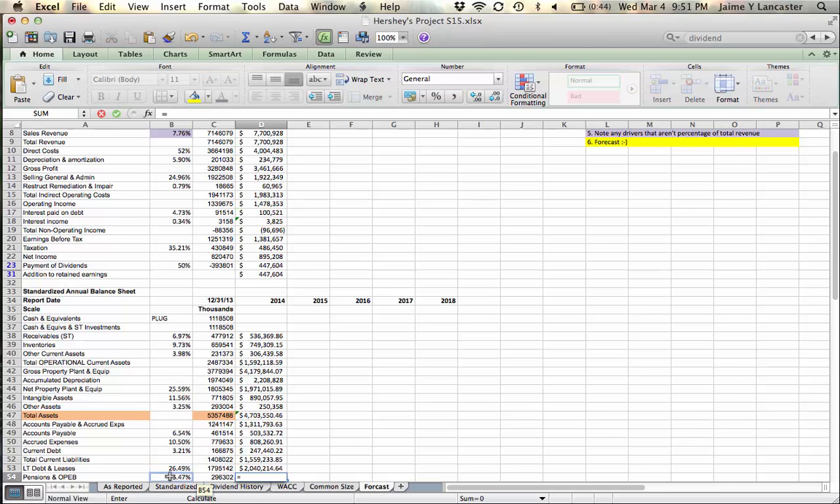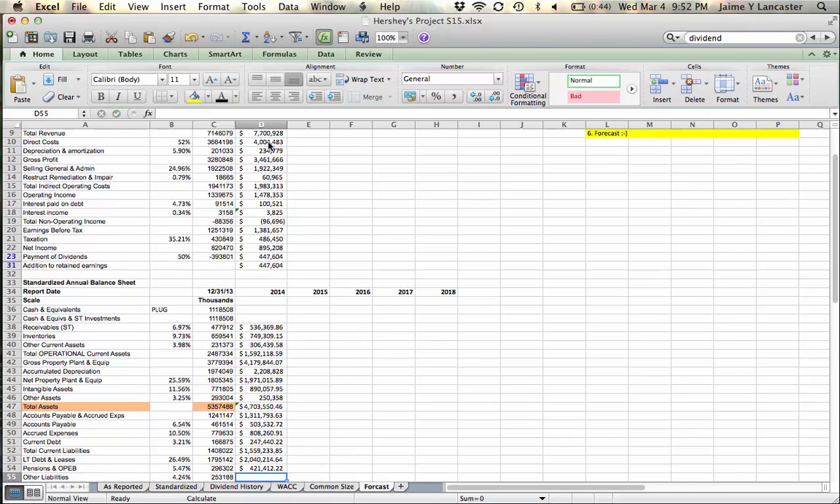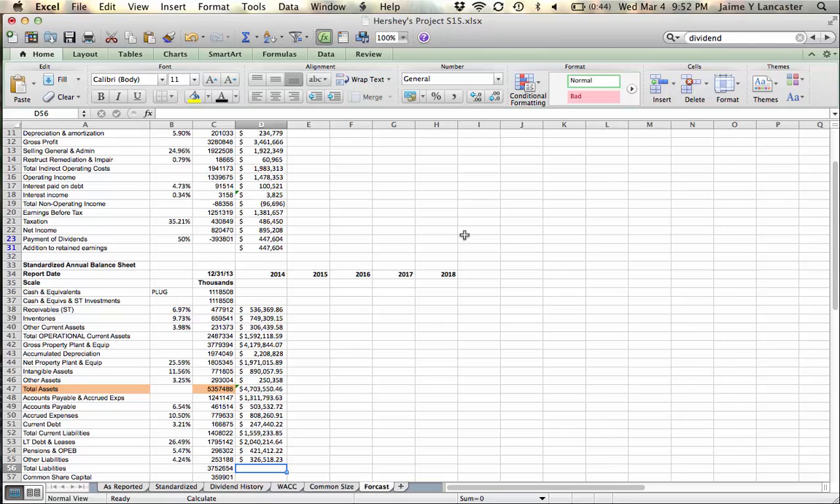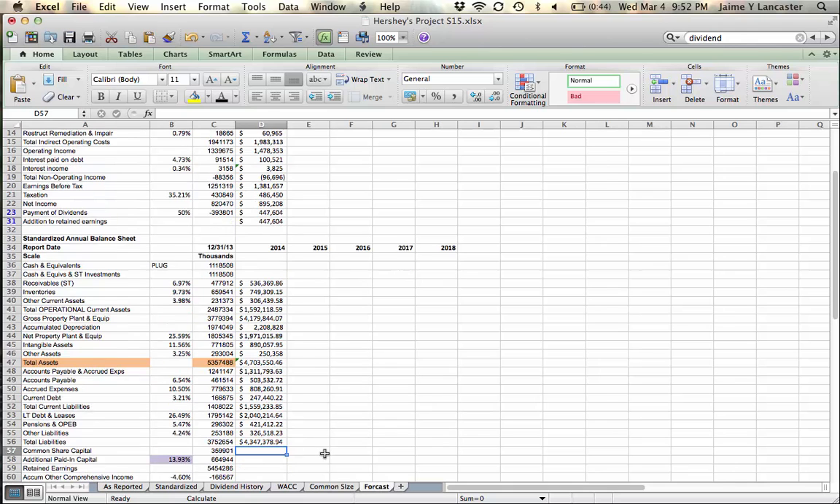Pension obligations, we're going to forecast those as a percentage of total revenue. Other liabilities, also a percentage of total revenue. That leaves us only with our total liabilities line, and in this case we're going to have total current, long-term debt, pensions, other, right? That's our debt, 4 million in debt.